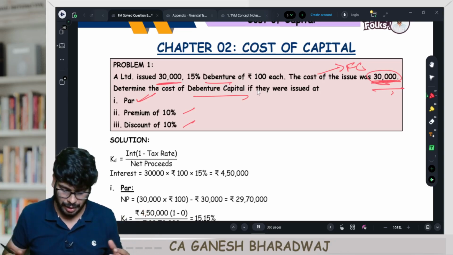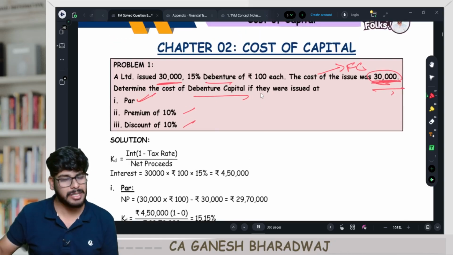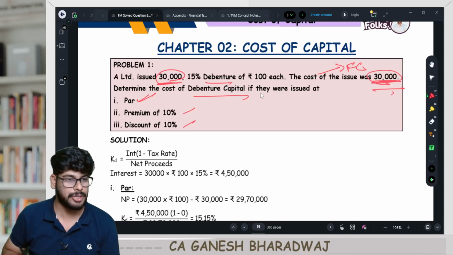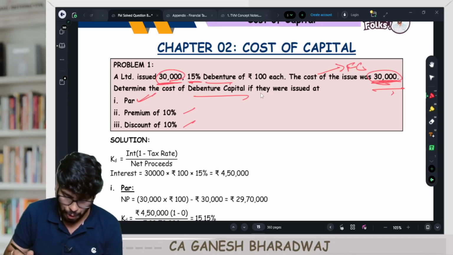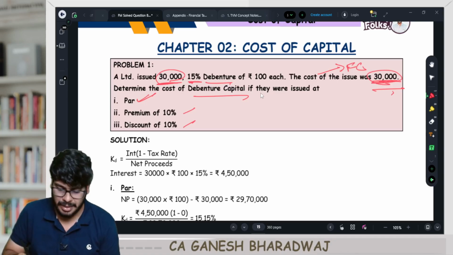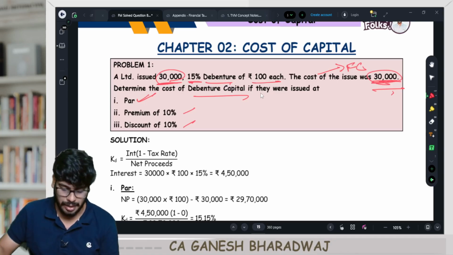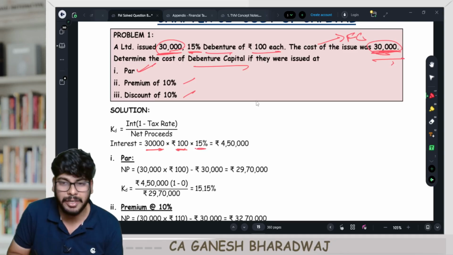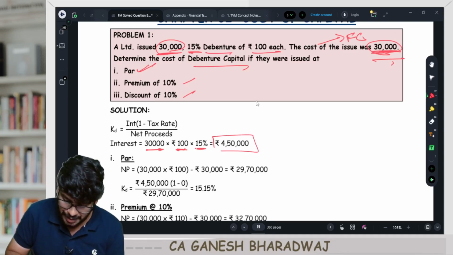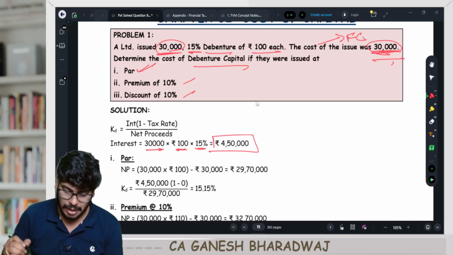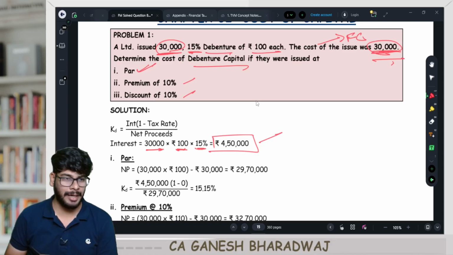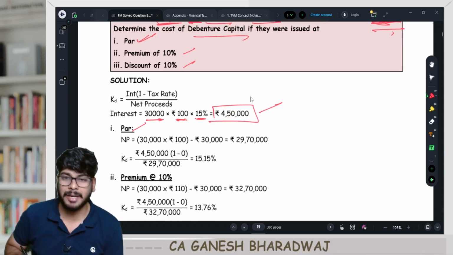Correct? So what we can do is, in this case, you tell me what is the total annual interest payout by the company. They have issued 30,000 debentures, carrying a coupon rate of 15%, and the face value of every debenture is 100. So can I say the total interest payout every year is going to be 30,000 debentures into 100 rupees, on which 15% is being paid. Every year the company is paying an interest of how much, guys? 4,50,000. Correct?